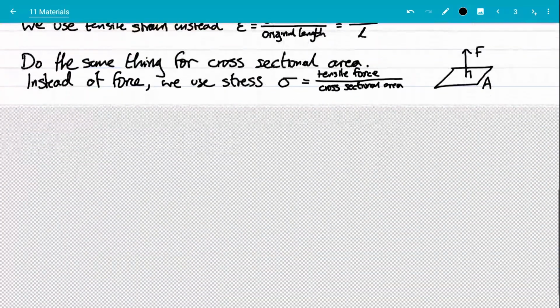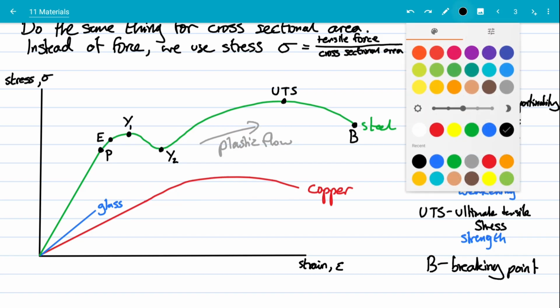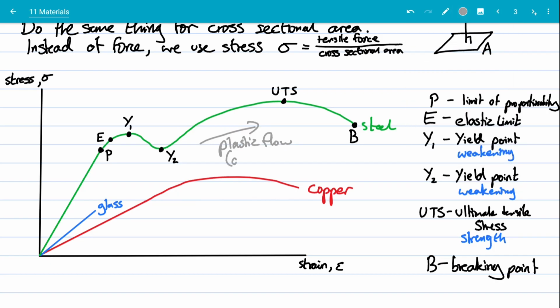Copper doesn't have quite the same behavior. We get this ductility, this plastic flow, which is ductility, so it's ductile. As we stretch it out, we get that with copper, but we don't get this momentary sort of strengthening there at the second yield point, where it gets a little bit stronger. I think that's all I really need to say about materials.